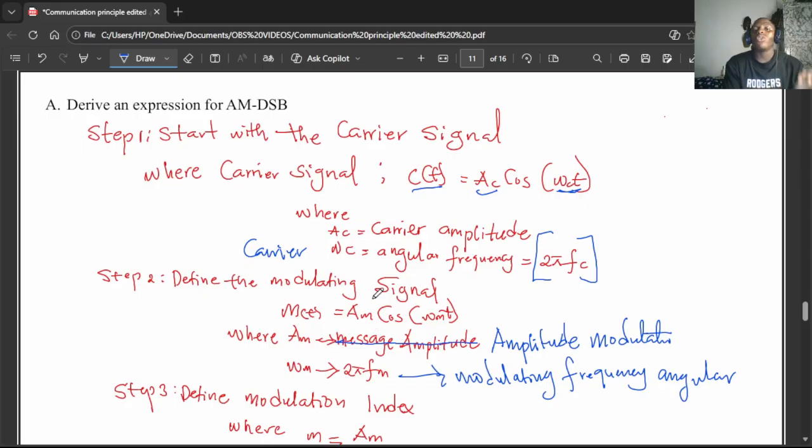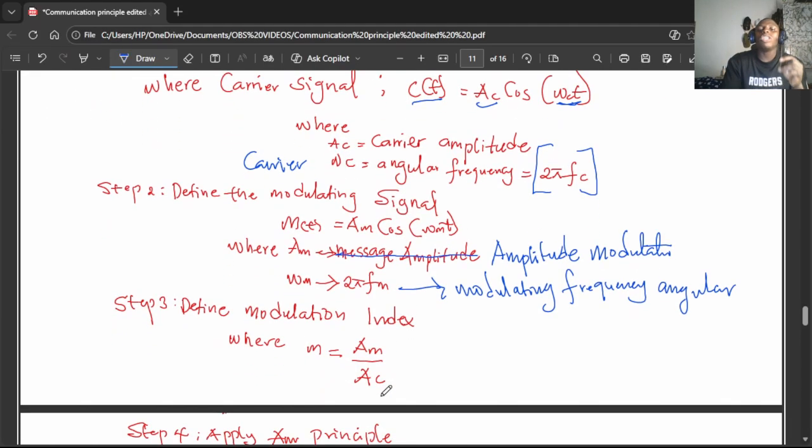Now, this is the second step. The first step is to start with your carrier signal, define your carrier signal. The second step is to define your modulating signal. What's the third step? The third step simply tells you to define your modulation index.